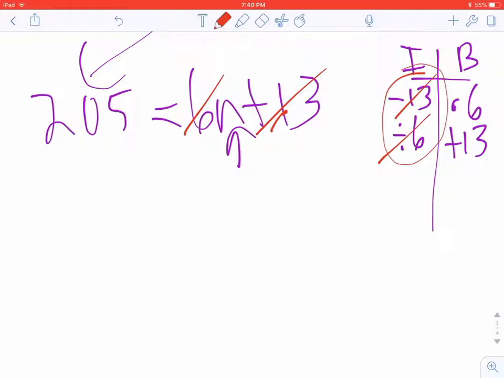And now I do it to the other side. So first thing I have is 205 minus 13. And so 205 minus 10 is 195. So 205 minus 13 is 192. And then that 192 has to be divided by 6. So what is that, folks? What is 192 divided by 6?